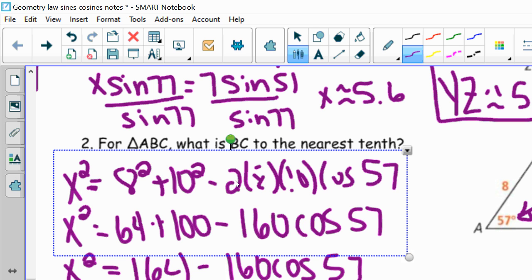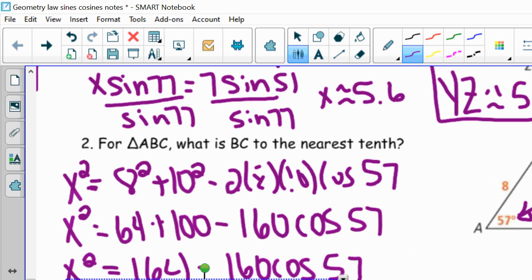So now I just want to type this in my calculator. 164 minus the 160 times the cosine of 57, and I get x squared is equal to 76.8577544. That's x squared. I don't want x squared, so I take the square root of both sides, and I get x is approximately 8.8. But again, I want to answer the question. The question said BC, so I would say BC is approximately 8.8.